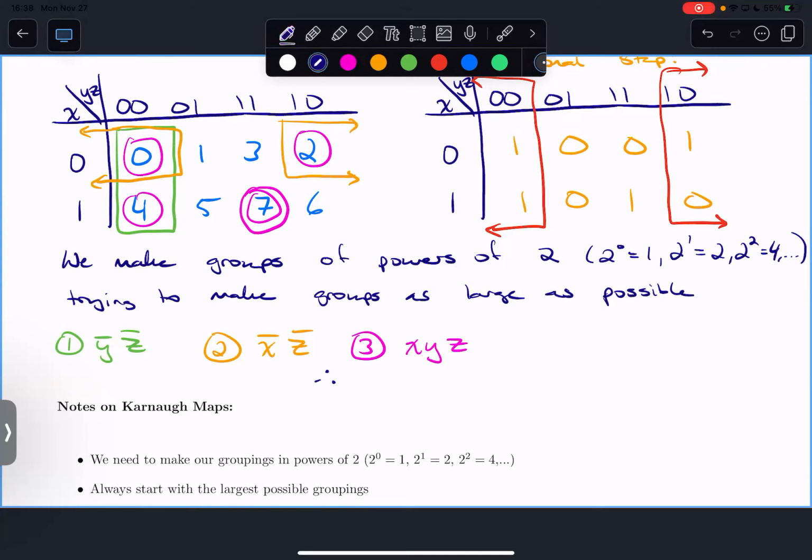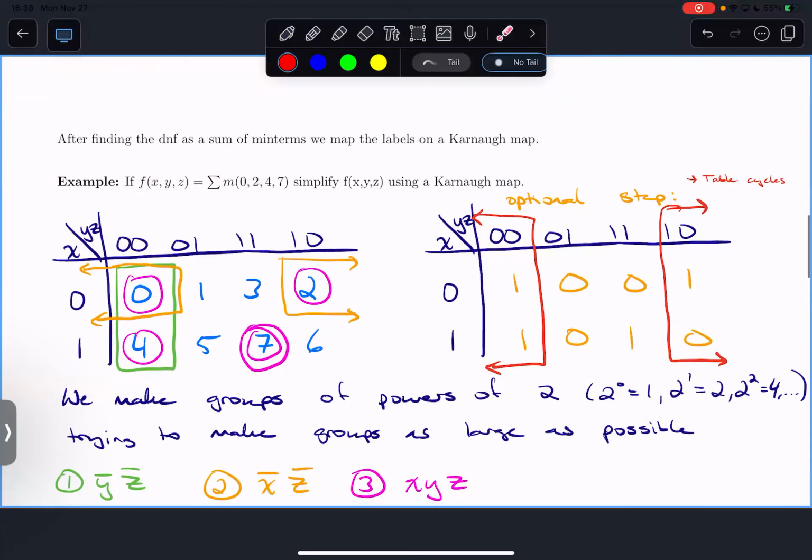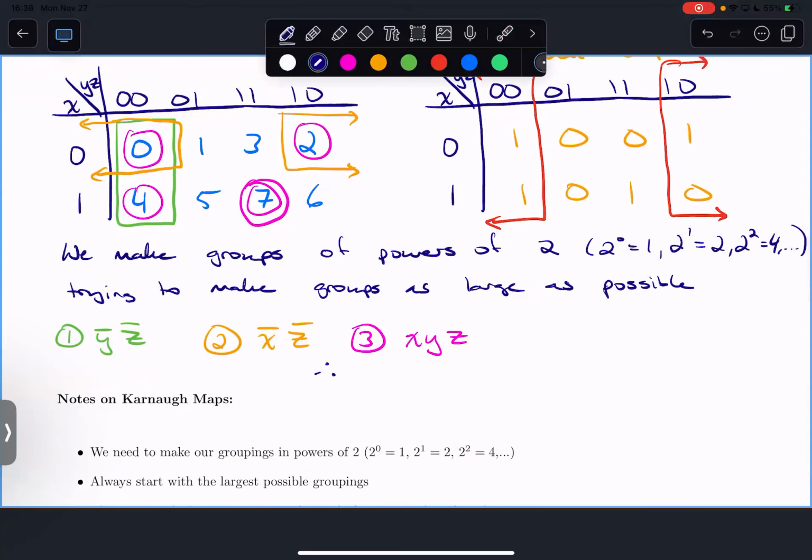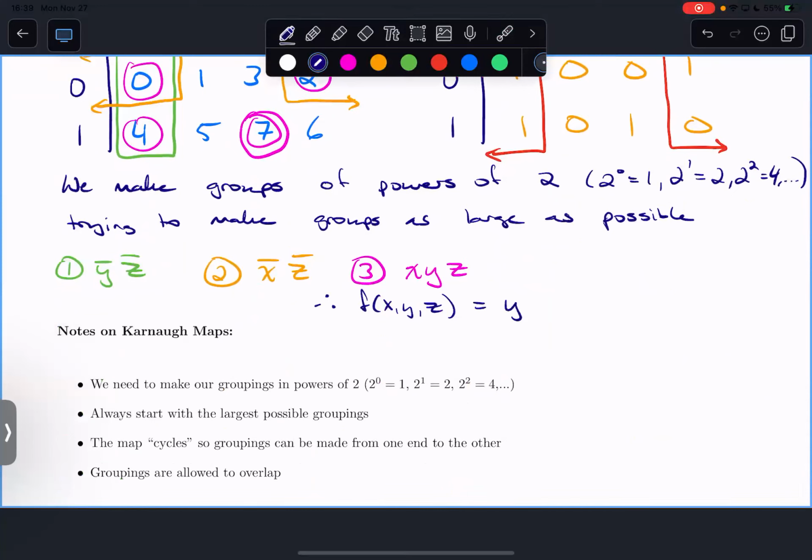Therefore, sounds like we're done. We are. How can we rewrite this DNF? We can simplify this disjunctive normal form. F of X, Y, Z is Y off Z off plus X off Z off plus X, Y, Z. Neat.